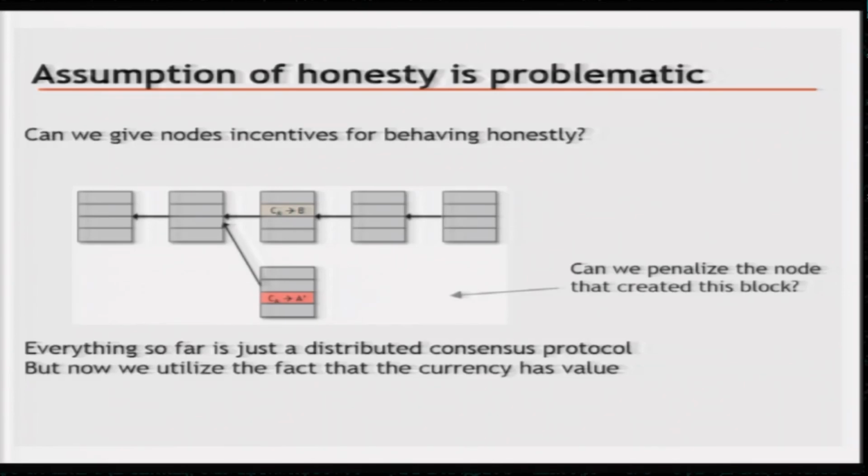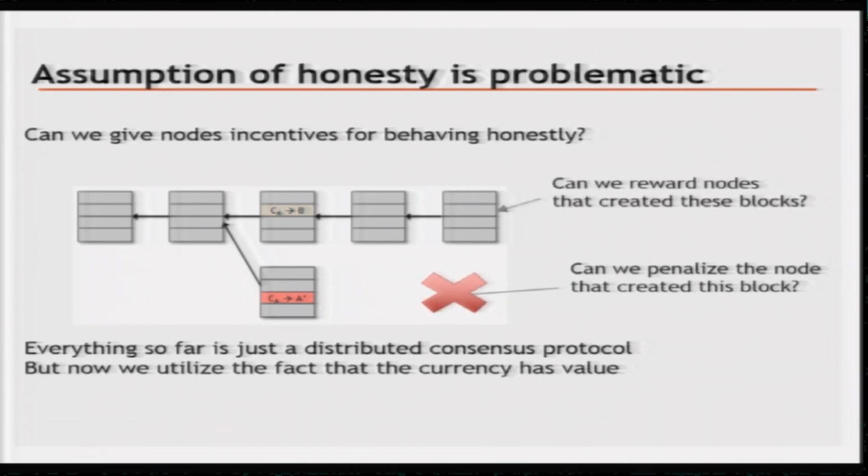Can we give nodes incentives for behaving honestly, or can we penalize the nodes that behave dishonestly? If there was a centralized system, somebody would determine that this behavior is not acceptable and this behavior is acceptable, so we should penalize. But there is no central authority to do that, and therefore we cannot do this directly. So, we have to have some mechanism for incentive, and those who are not behaving correctly will not get the incentive. That is how it works.